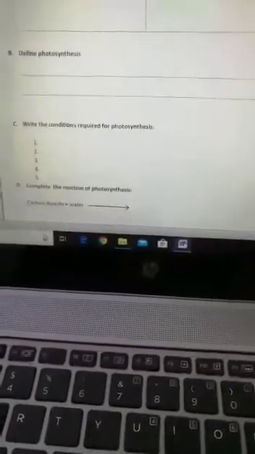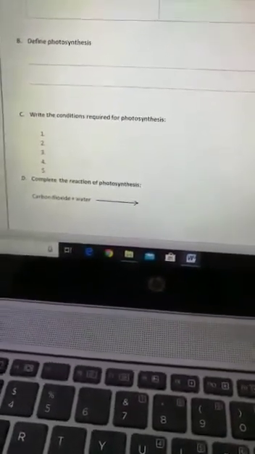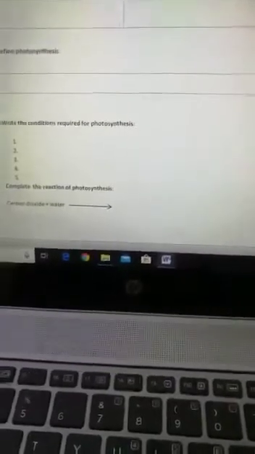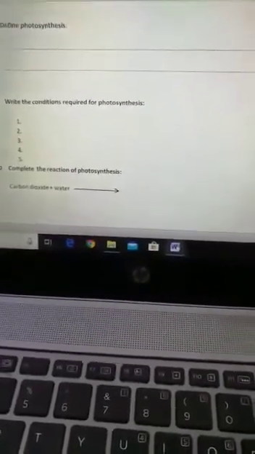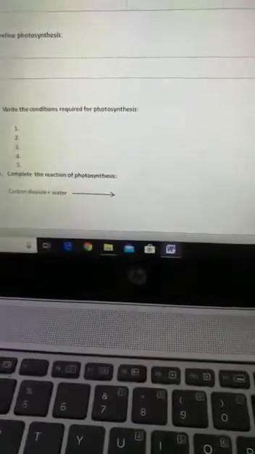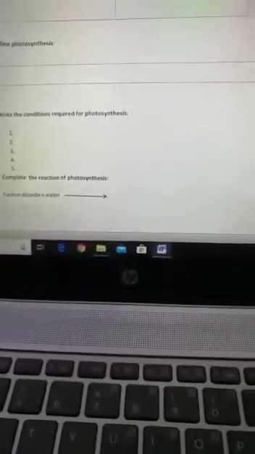Part C is write the conditions required for photosynthesis. Plants need water from the soil, light from the sun, carbon dioxide from the air, and there is a green pigment called chlorophyll present in their leaves. They utilize this material and prepare their food called glucose, and oxygen that they release in the air.